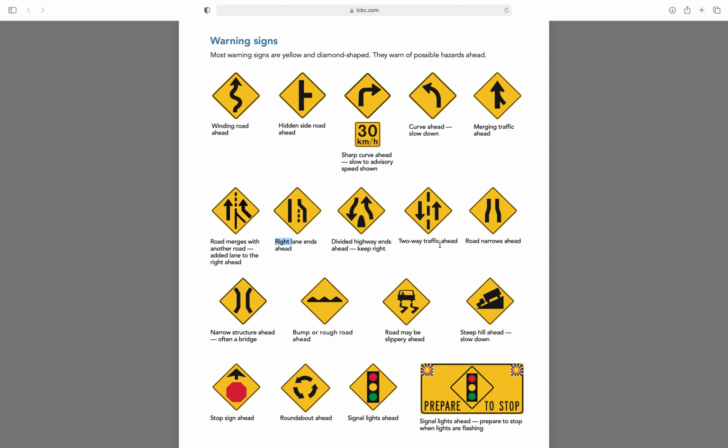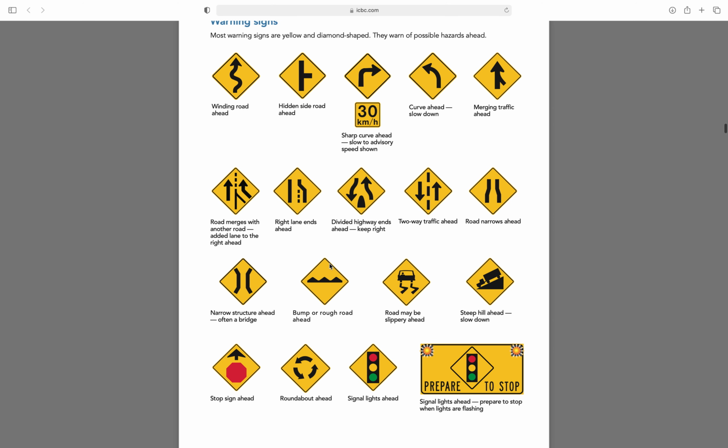Two-way traffic, of course. Narrow roads. Sometimes you'll see this on a bridge where it's a narrower bridge off a road and you have to just be mindful of your space and the other car's space. Again, same with this one. Bumpy or rough road. You'll see this in construction zones sometimes as well.